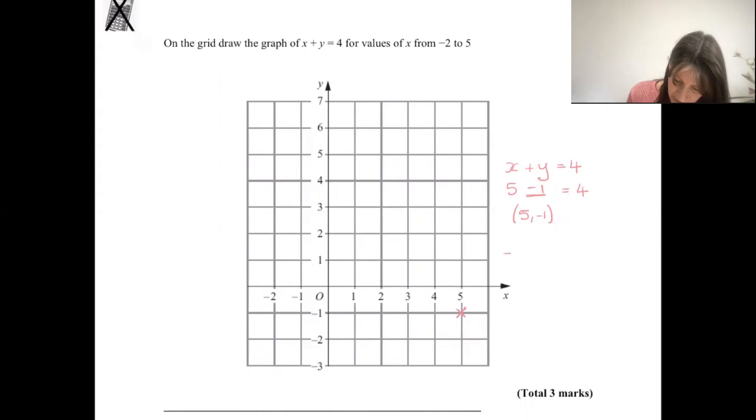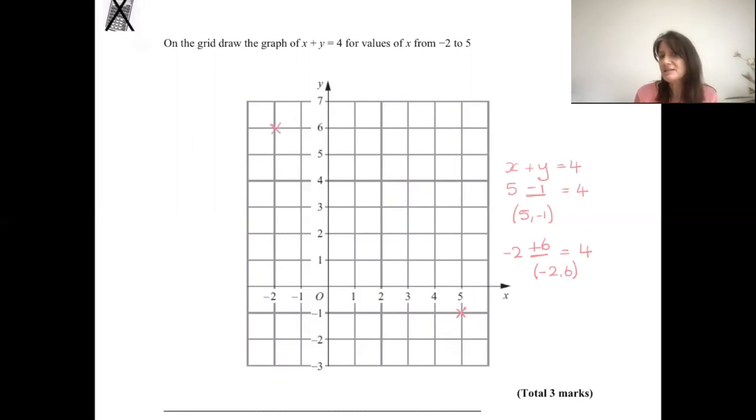So I've gone to the other extreme. I've gone to this part here. So -2 and then something must equal 4. Well, to get from -2 to 4, I'm going to need to add 6. So the coordinate there is -2, 6. So -2, 6 would be here.